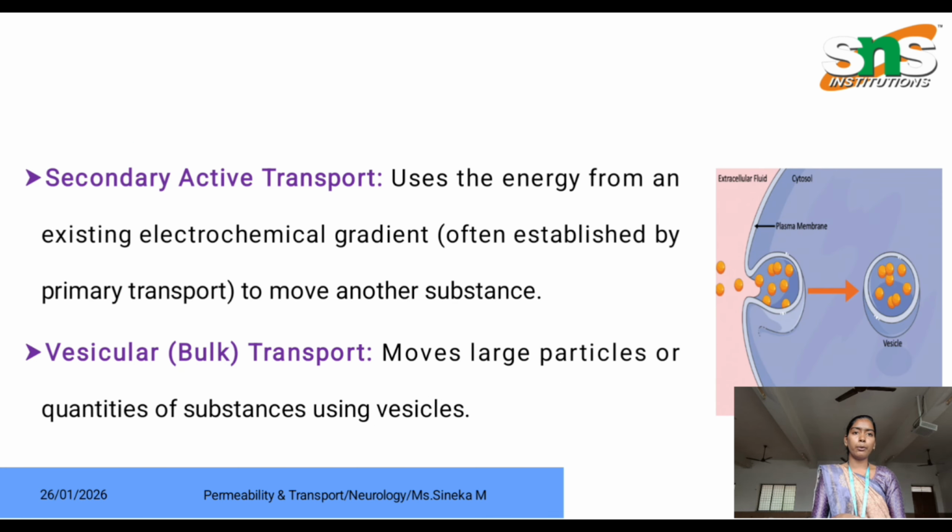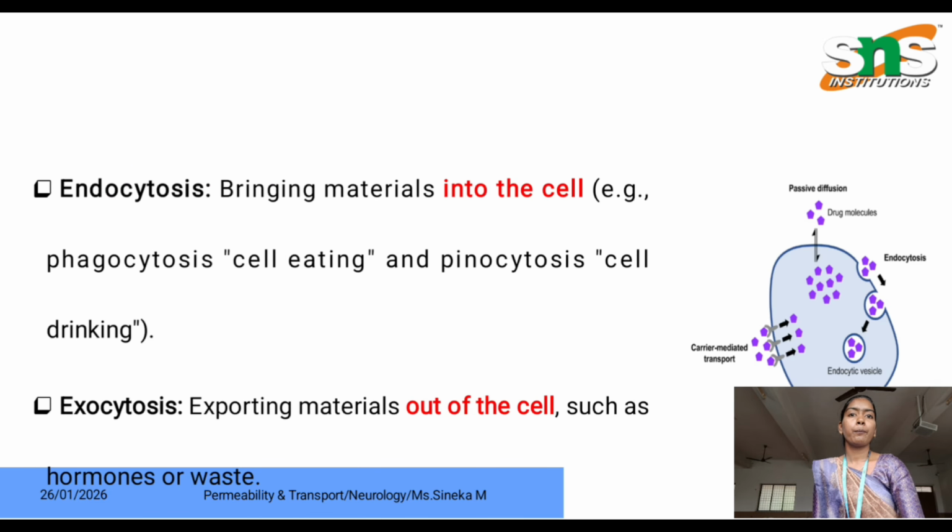Secondary active transport uses energy from an existing electrochemical gradient to move another substance. Next is vesicular transport, also called bulk transport, which moves larger particles or quantities of substances using vesicles. A vesicle is a sac-like structure. It will move the larger particles, so it is called bulk transport or vesicular transport.